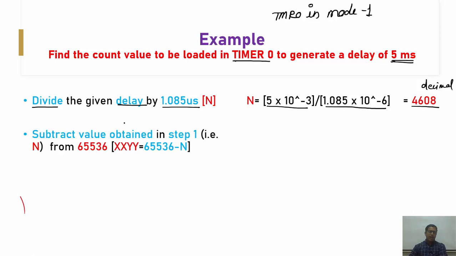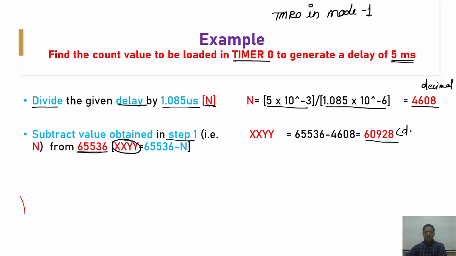Second step: subtract the value obtained in step 1, that is the value of n, from 65536, and I am going to use the notation xxyy for the result. So xxyy is equal to 65536 minus 4608. So the obtained result is what?